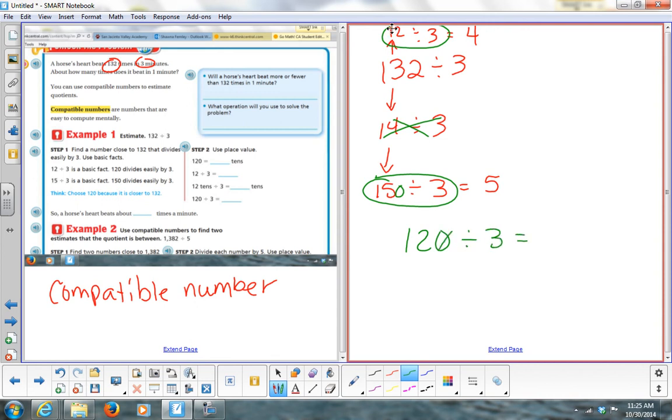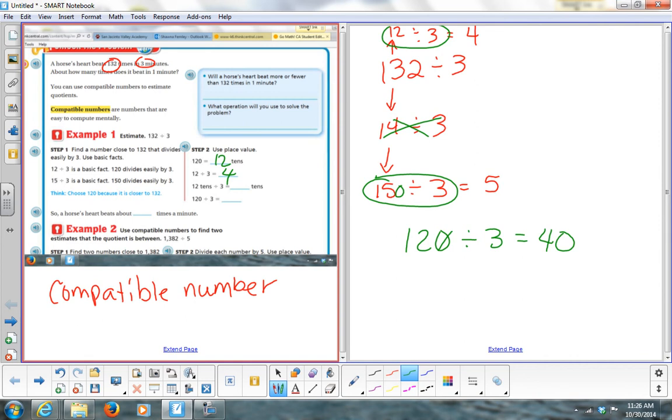So 12 divided by 3 is what? 4. How many zeros did I cross off? 1. Okay, so if I'm estimating how many, then it would be 40. Okay, so I have 120 is the same as how many 10s? 12. David, how many 10s? Okay, so 120 is the same as 12 10s. 12 divided by 3 is 4. So 12 10s divided by 3 is how many 10s? 4 10s, right? Because the 0 just means 10s. All right. And so 120 divided by 3 is 40.